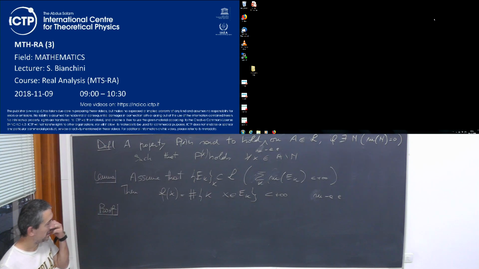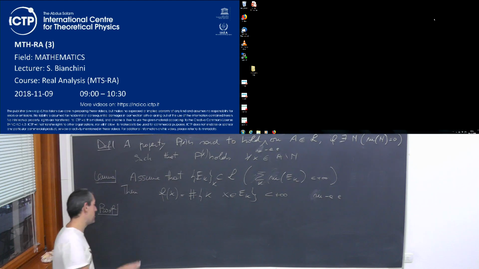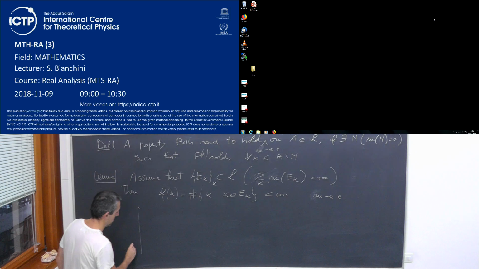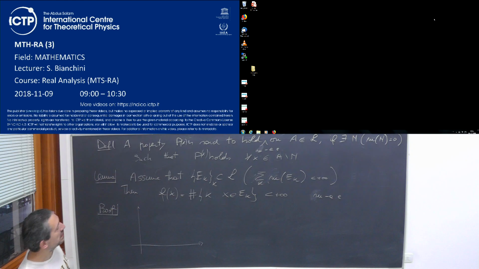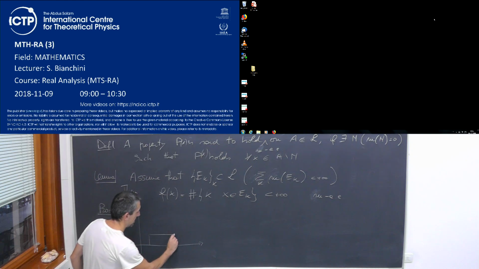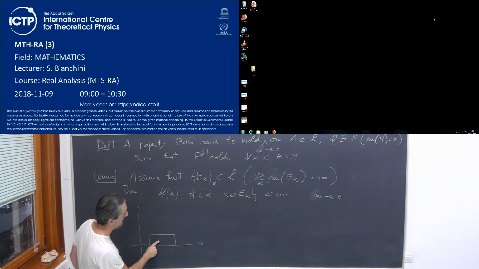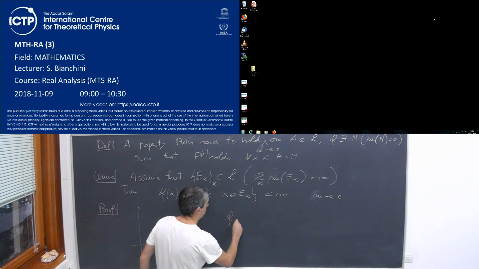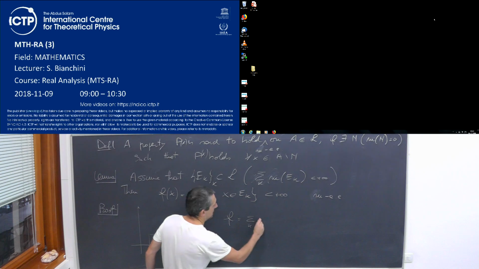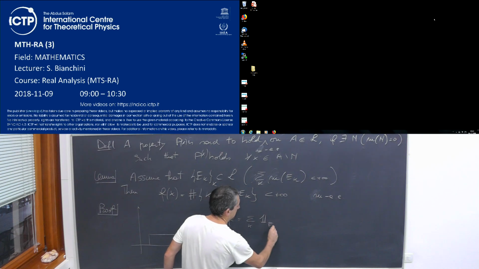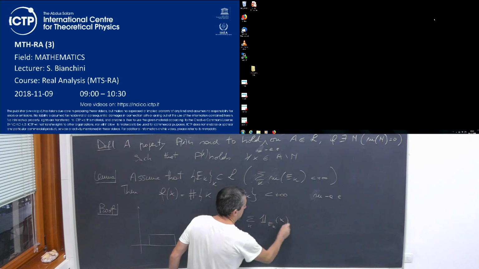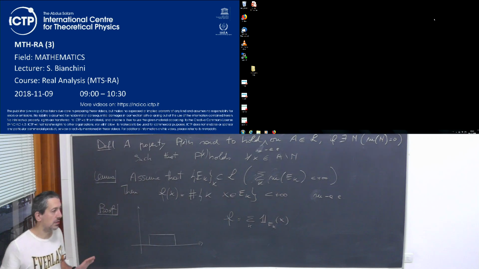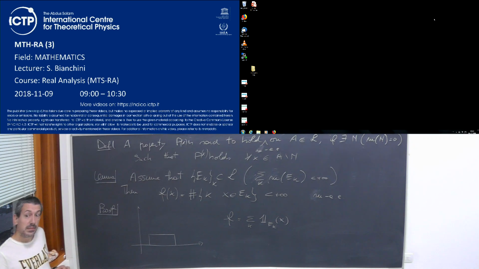Let's construct it. If you don't look at the proof, it depends on what you want to do. So the set E1, I put like this. This function is the sum over k of the indicator function of Ek evaluated at x. Do you agree? I don't understand the set in question. What do you want to prove?